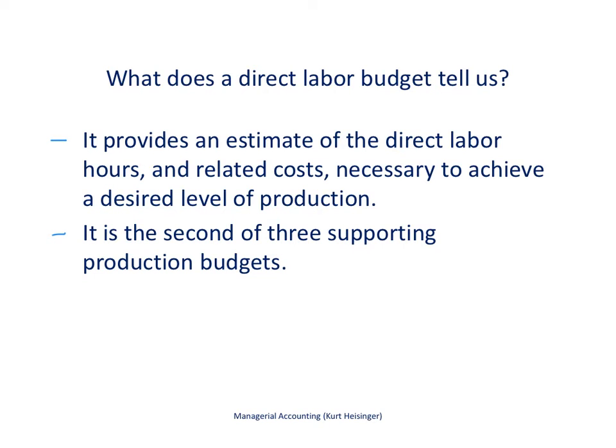Now we're going to take a look at the direct labor budget and describe what this budget tells us. So first of all, it provides an estimate of the direct labor hours and the related costs that we need to achieve our desired level of production. And that desired level of production, again, comes from the production budget, and that's in a separate video. The direct labor budget is the second of the 3 supporting production budgets.